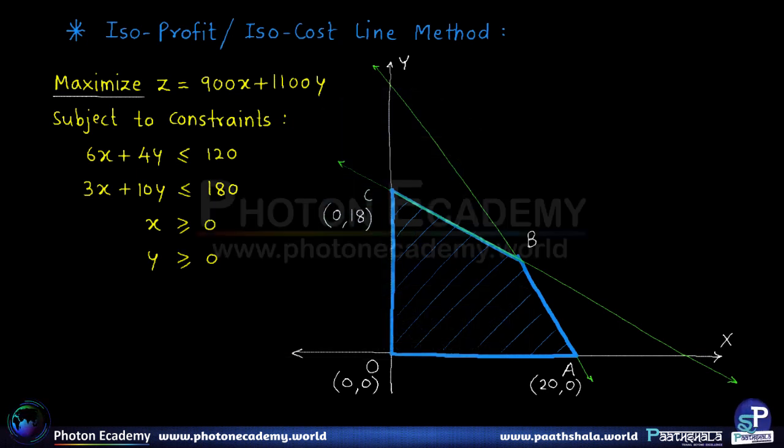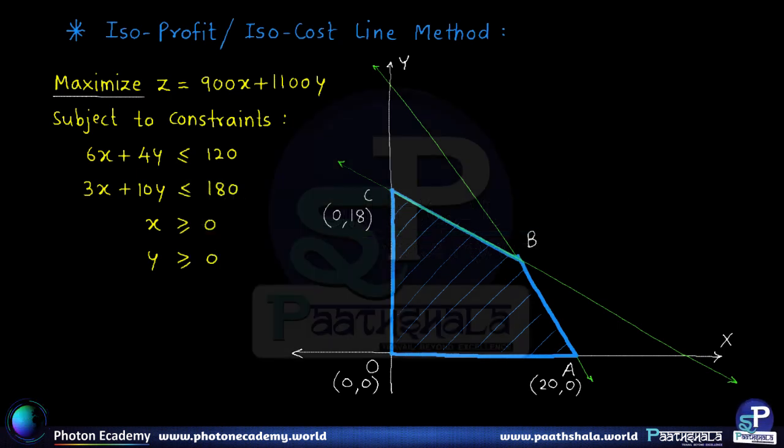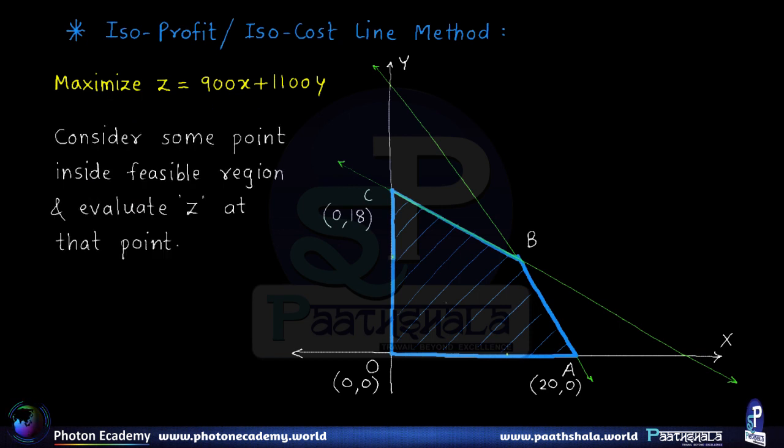The LPP is mentioned in a formulated manner in front of you. So we have to maximize this objective function z subject to the given constraints, right? Now what we have to do is consider some point inside the feasible region. We are free to choose any point. Alright, so let us go to the next slide and see.